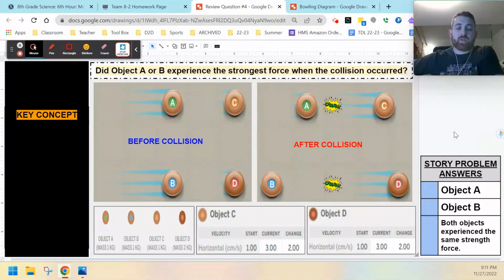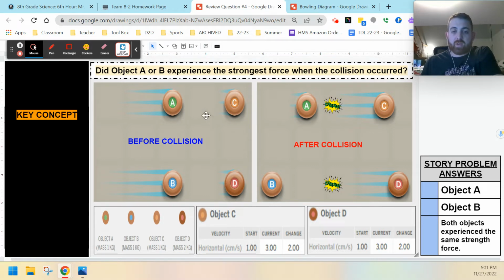Hey everybody, Mr. Regan here, and we're looking at our last story problem that deals with our simulator and a collision that occurred. Let's take a look at what we're trying to figure out. Did object A or B experience the strongest force when the collision occurred?